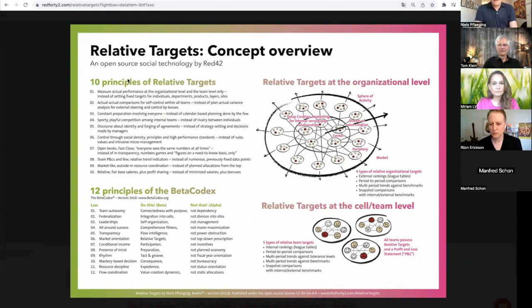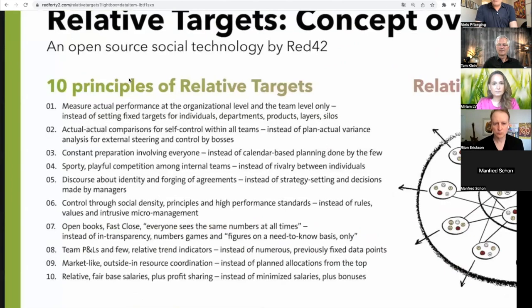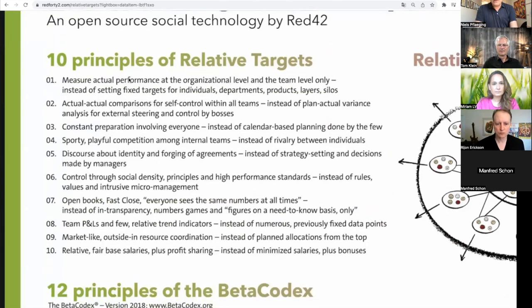So there is, first of all, these 10 principles of relative targets, so a set of principles, unbreakable, not like a menu, but they all apply to relative targets. If you cut out just one, the thing kind of loses its coherence. So the idea is that in order to get to relative targets, you must apply all these principles.